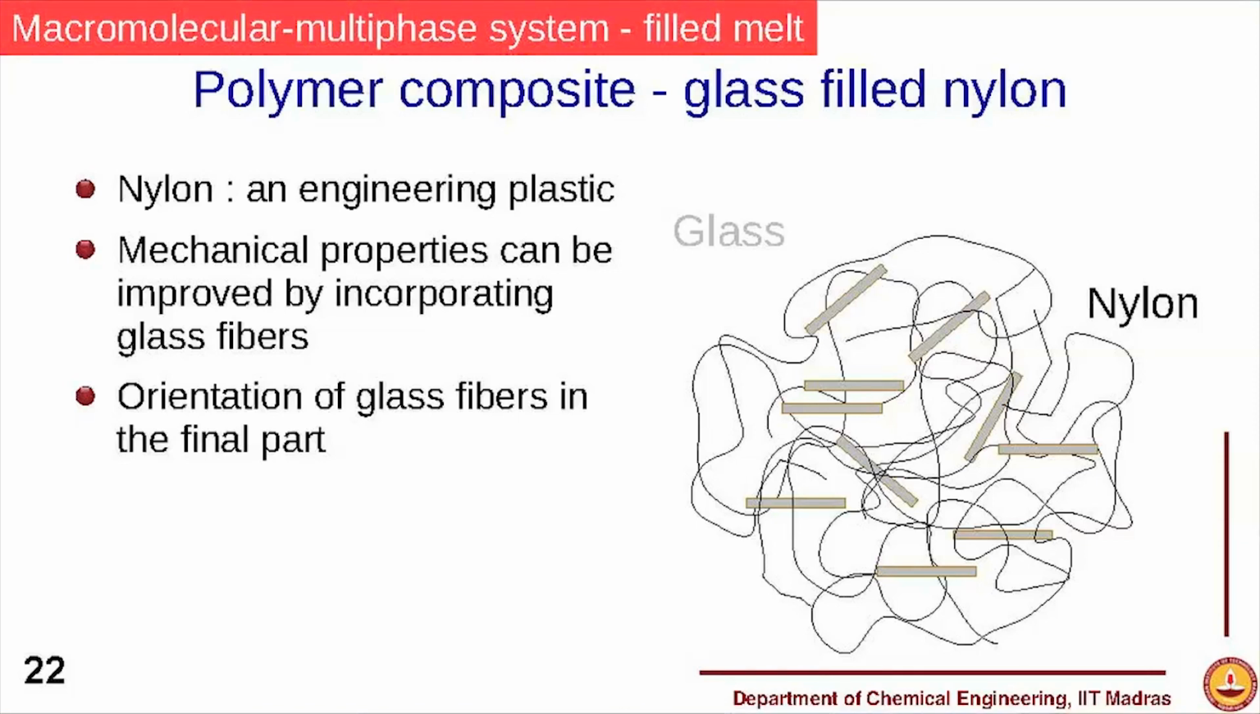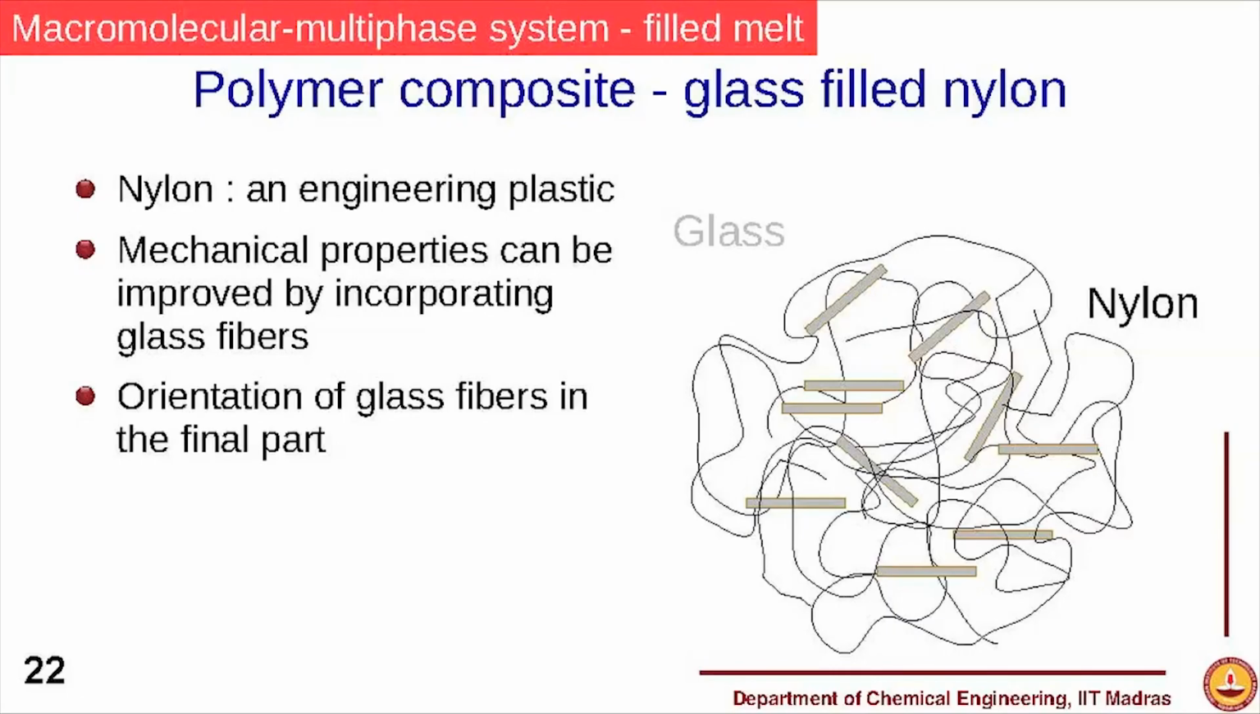Now, the next example that we will look at is a filled melt. As I mentioned earlier, in many applications a composite is used, a polymer composite, where a reinforcement like a glass fiber is added onto nylon, let us say, which is a polymer which is quite often used for several applications. And so, what we have in this case is the macromolecules of nylon which are an entangled mass, and in this we have these glass fibers, and this overall system has to be processed in injection molding or whichever process is being used for processing the material.